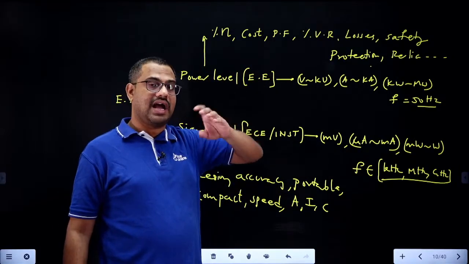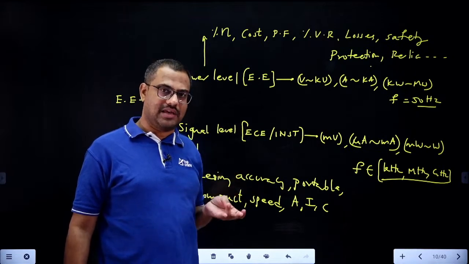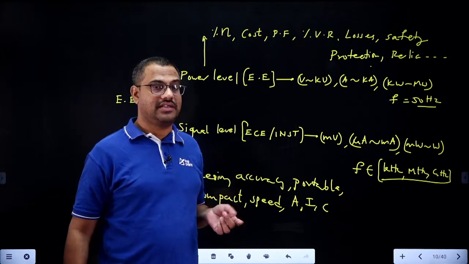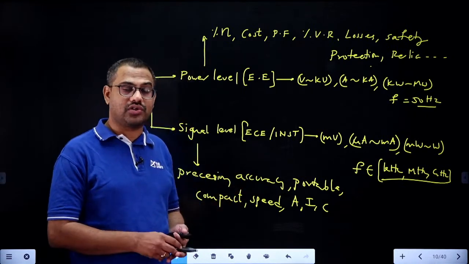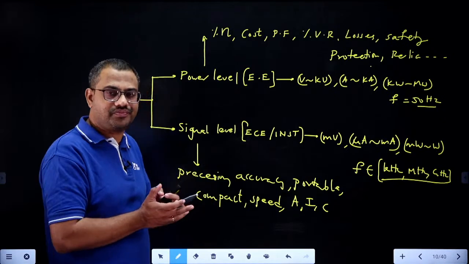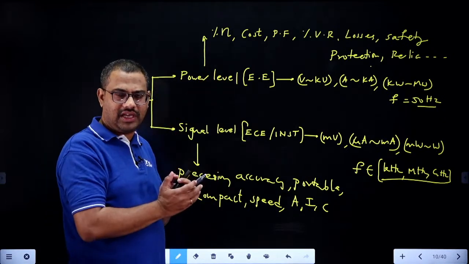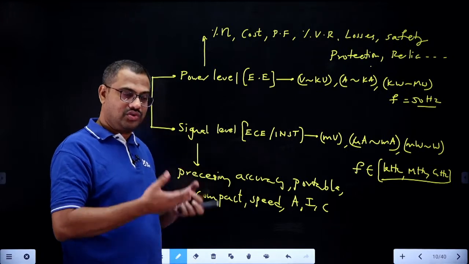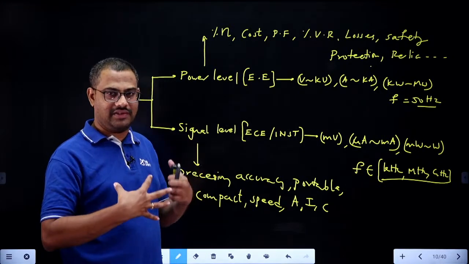At the same time, I pay my Airtel bill, Tata Sky bill, and I also pay my ACT Fiber or Jio Fiber. That is all signal level. So in our house also, the same electrical energy is used at power level, the energy meter, and at signal level, data communication, Airtel, all this. We are using energy both at power level and signal level.